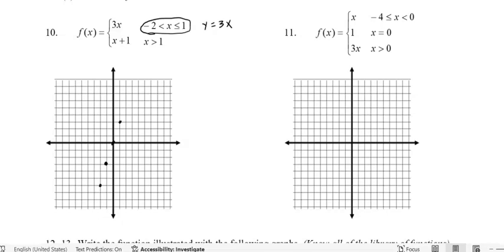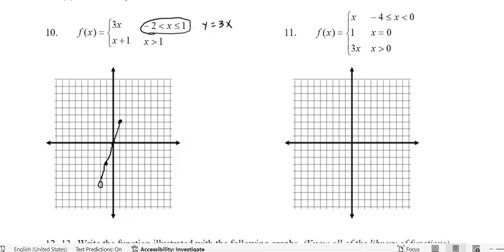I need to make a little adjustment. At -2, that should be open. Let me make that a little clearer because it doesn't have or equal to. And it'll be closed at +1. And then I'll do my best to draw a straight line segment. Okay, so there's the graph of the first piece.